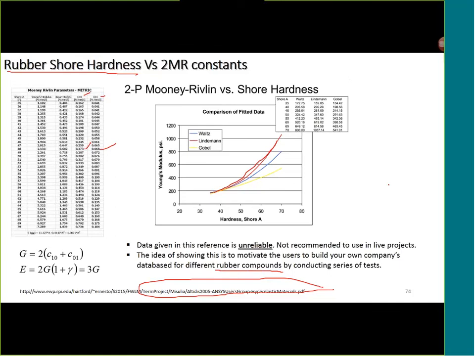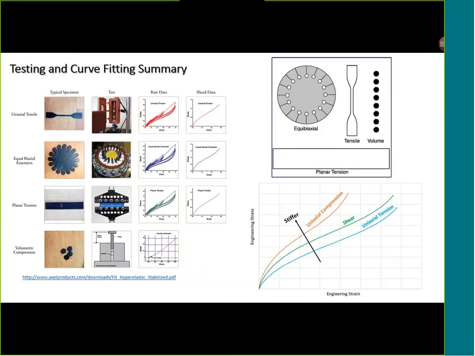Okay, again I repeat, the values shown here are just to encourage you to develop the database for your own materials for different components, not that Ansys is recommending using these values. Okay, these are all very unreliable values. And also remember this relationship. Okay, once you know the material constants, you can calculate what E and G are.